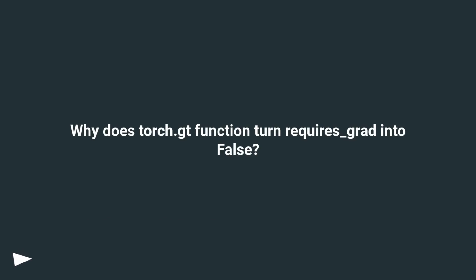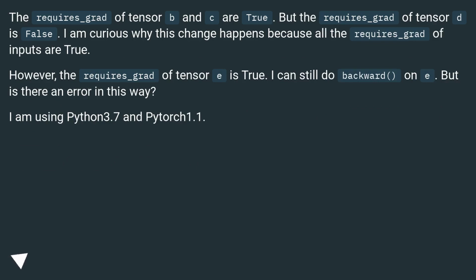Why does the torch.gt function turn requires_grad into false? The requires_grad of tensors B and C are true, but the requires_grad of tensor D is false. I am curious why this change happens, because all the requires_grad of the inputs are true.